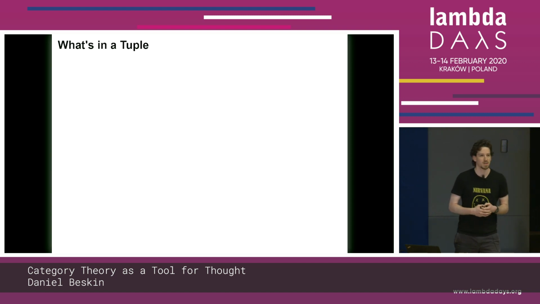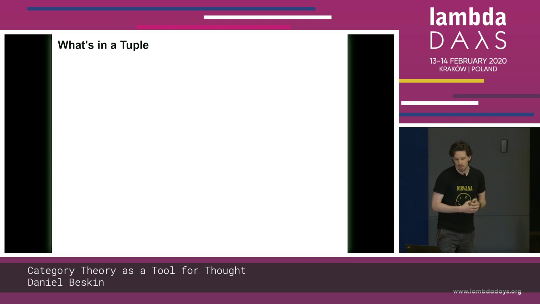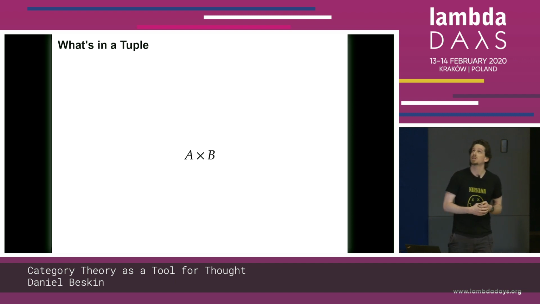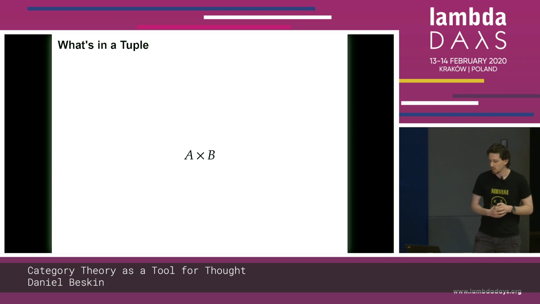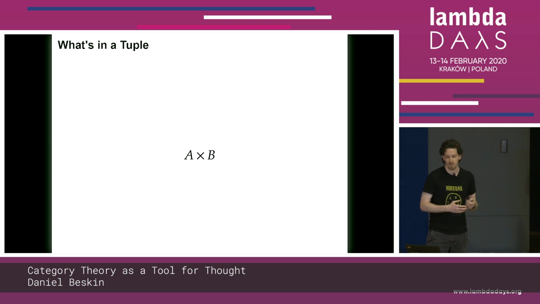So we start with a very simple type called a tuple type. Most programmers are probably familiar with it. It's a pair of two types. Mathematicians denote it with this times operator, called the product of A and B.